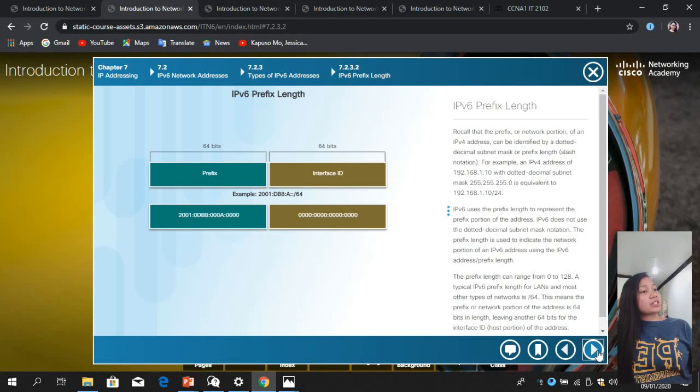Also, we have the IPv6 prefix length. Recall that the prefix or network portion of an IPv4 address can be identified by a dotted decimal subnet mask or prefix length notation. For example, an IPv4 address of 192.168.1.10 with dotted decimal subnet mask 255.255.255.0 is equivalent to 192.168.1.10/24.